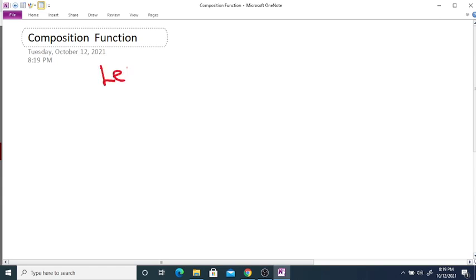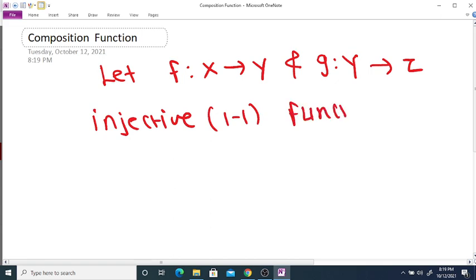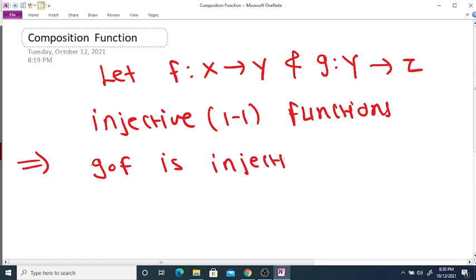Let f be a function from X to Y and g be a function from Y to Z, injective functions, or one-one functions. Then show that the composition function g of f is an injective function.